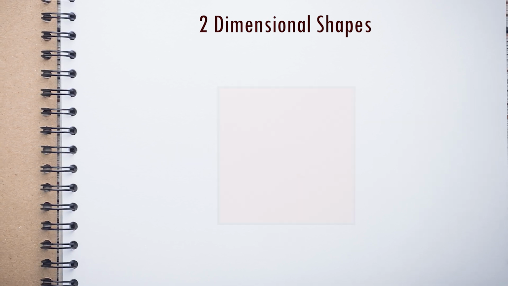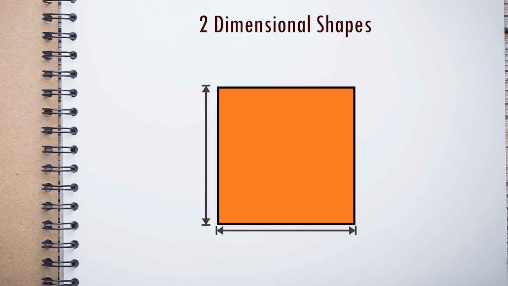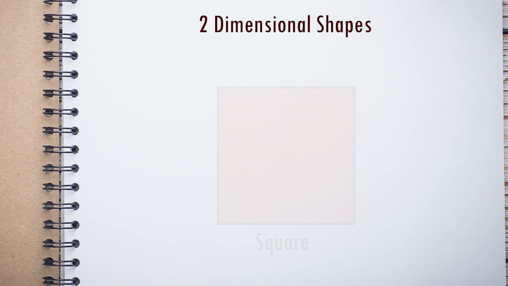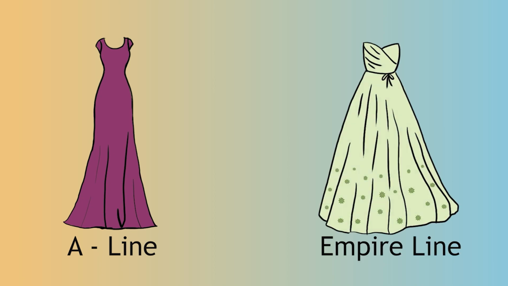They can be regular with equal sides like a square, a hexagon or a pentagon, or they can also be with unequal sides like a diamond or a rectangle. Shapes can also be used to describe silhouettes like A-line and empire line.